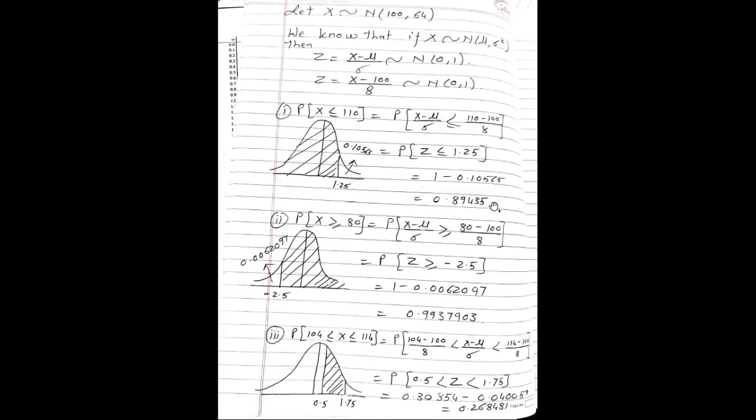So the final answer is 0.89435. In the second part of the problem, we want probability x greater than or equal to 80, which can be written as probability x minus mu upon sigma greater than or equal to 80 minus 100 upon 8. So this is equal to probability z greater than or equal to minus 2.5. Next step is to draw the curve. This is normal probability integral curve. Minus 2.5 will come on left hand side of the curve, and we want greater part. So we will mark the right hand side portion of the curve.